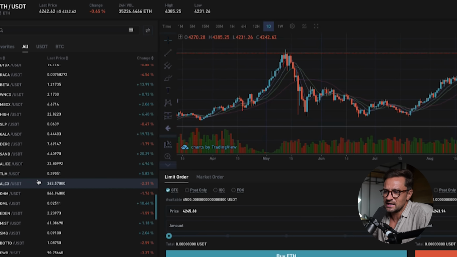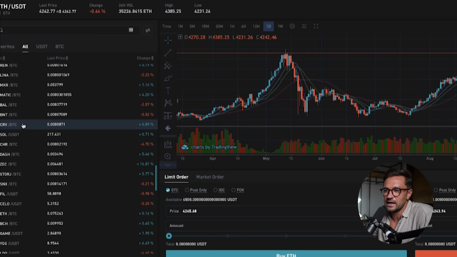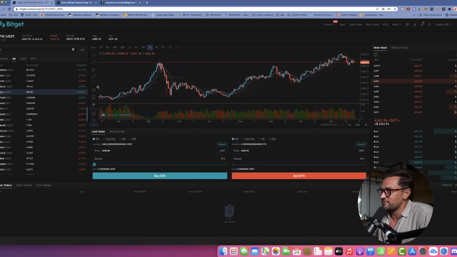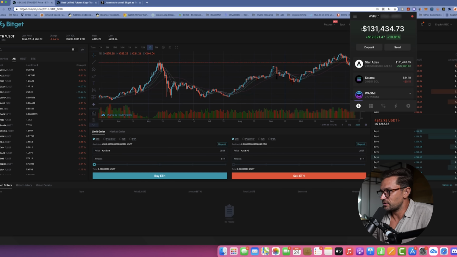They have a decent sized list of coins. One that's really cool is Atlas, of which I can't trade on my brokers. I trade this using the Phantom wallet. If you look up here, right? So I'm trading Atlas on a DEX using Raydium. So I have 739,000 tokens of Atlas worth about $131,000, up $12,000 today.